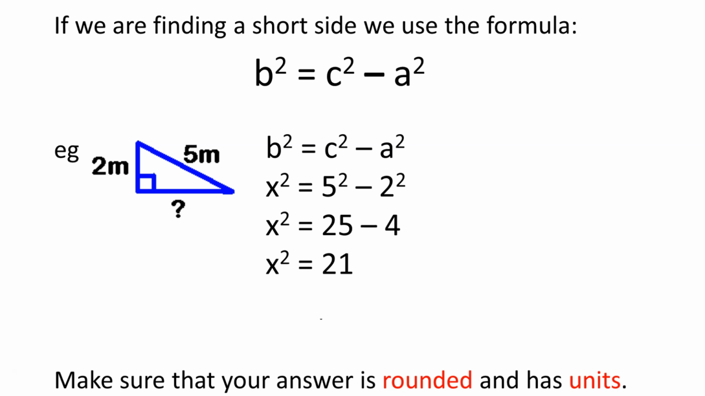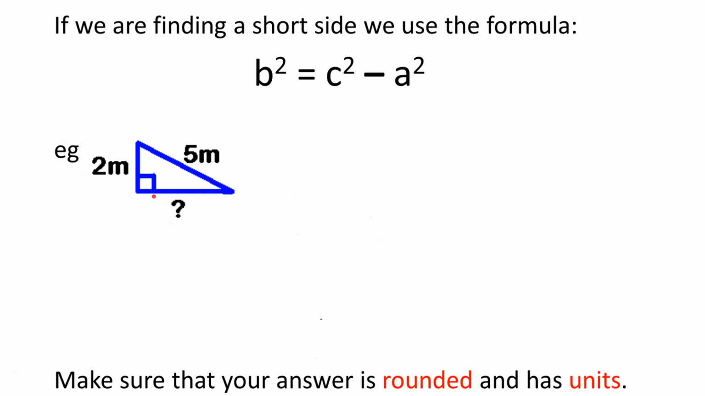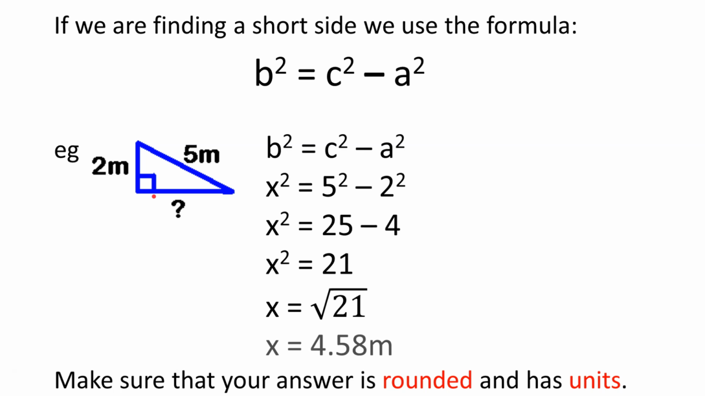Then finally, to get rid of the squared, we need to do the square root. And so the square root of 21 is 4.58. Now, it's important to make sure your answer is rounded and has units. To compare the two: if we're finding the hypotenuse, the long side, the one the right angle points out to, we're going to add those two sides squared together. If we're finding the short side, so we know the hypotenuse and we know a short side, we can figure out the other short side by going the longer side squared, take away the shorter side squared, and then taking the square root of that.